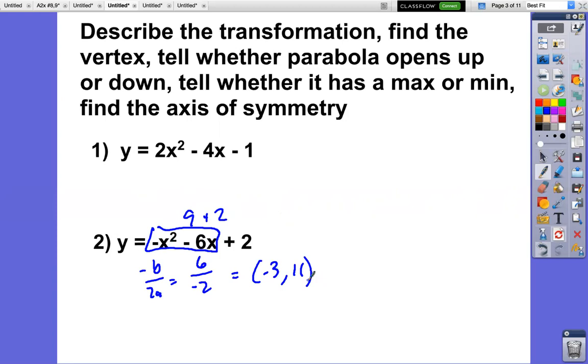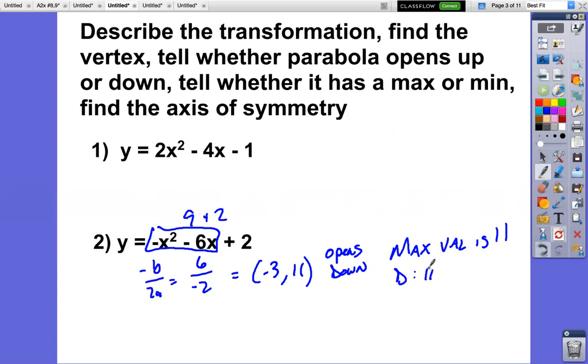All right, so that's my vertex. Does this open up or open down? Down. Because A is negative, so it opens down. So does this create a maximum or minimum value? Max. So your max value is 11. What's my domain?